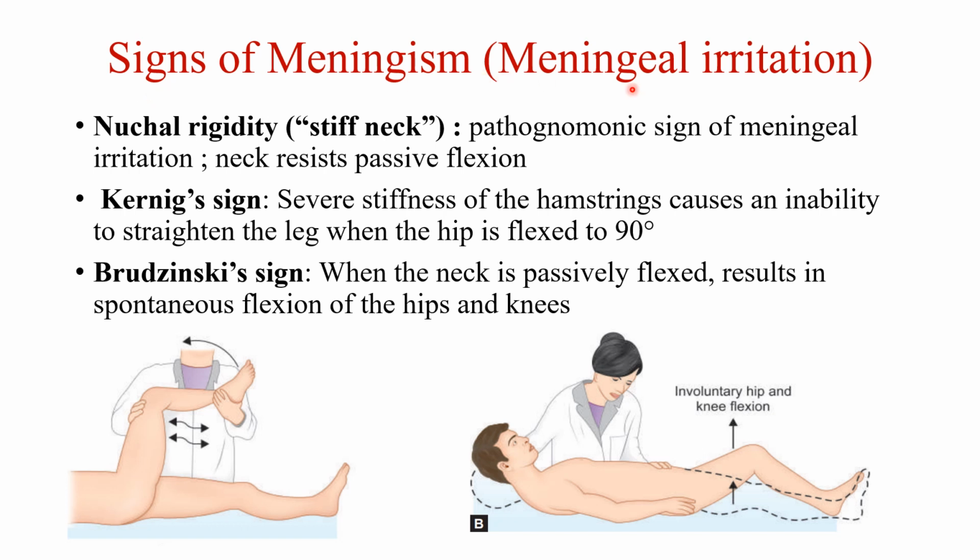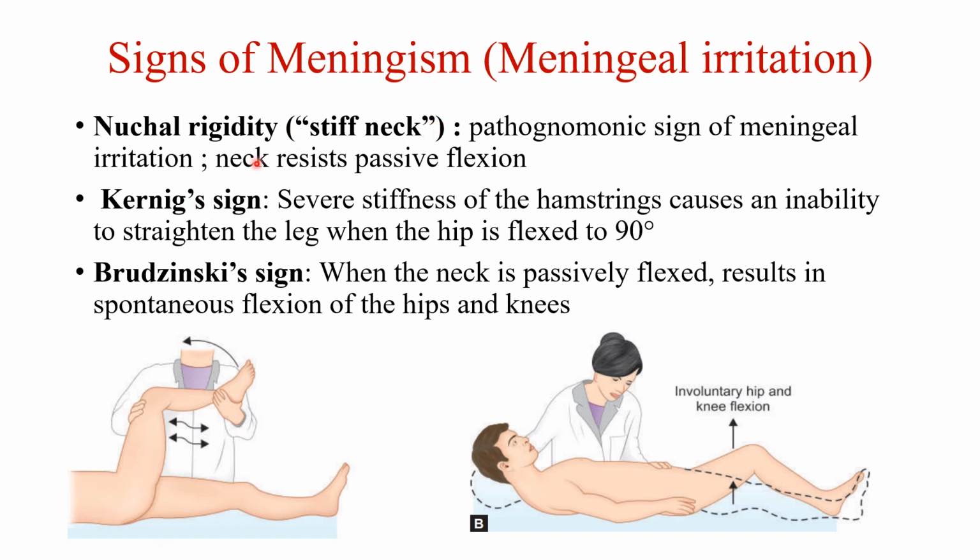Signs of meningism or meningeal irritation are nuchal rigidity, Kernig sign, and Brudzinski's sign. This nuchal rigidity means stiff neck. It is a pathognomonic sign of meningeal irritation. Here the neck resists passive flexion. So there is basically stiffness in the neck.